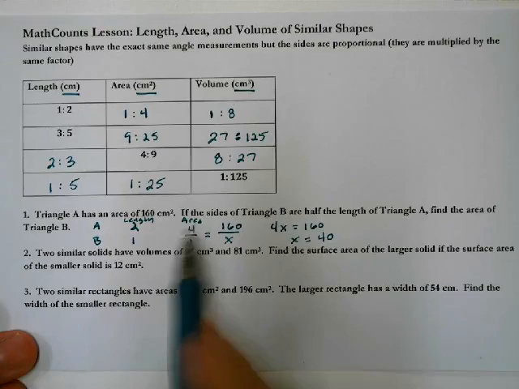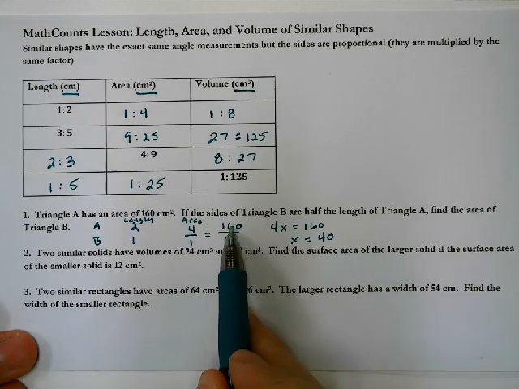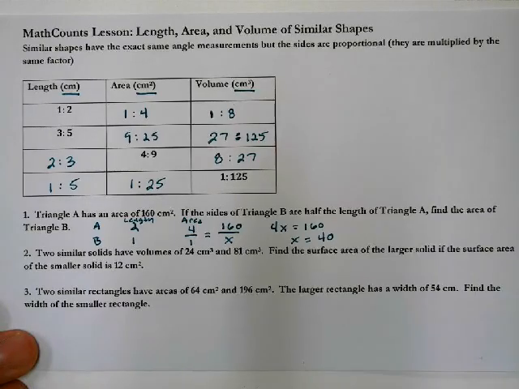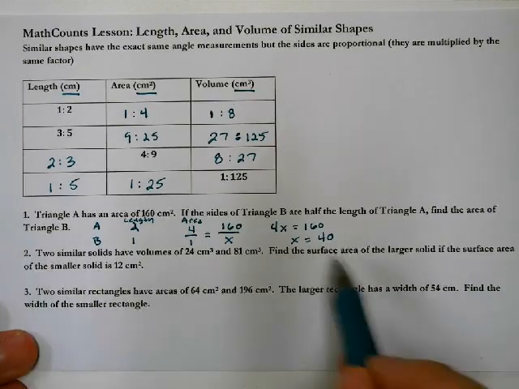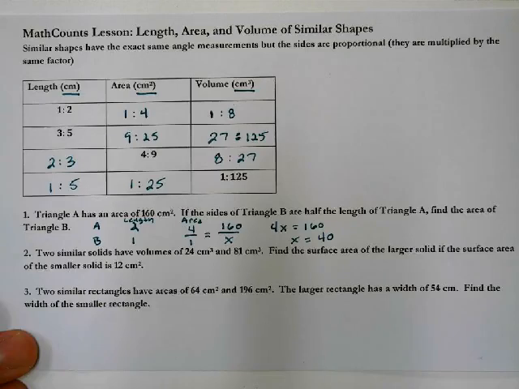You could have also seen that we are multiplying by 40 to get to here, so you can take 1 and multiply by 40 to get to there. So we would see that triangle B has an area of 40.